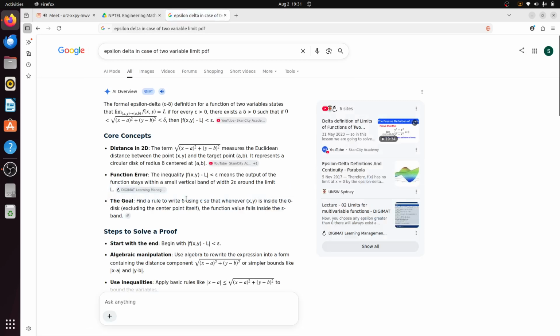The formal epsilon delta definition for a function of two variables states that the limit as (x, y) tends to (a, b) of f(x, y) equals L if for every epsilon greater than 0, there exists a delta greater than 0 such that if 0 is less than the square root of (x minus a) whole squared plus (y minus b) whole squared, which is less than delta, then the modulus of f(x, y) minus L is less than epsilon. This is the formal definition of epsilon delta.